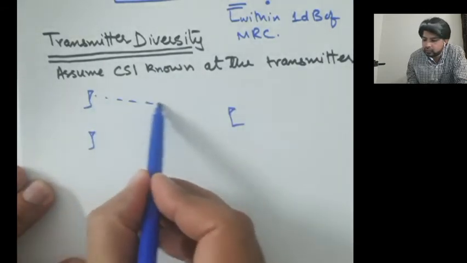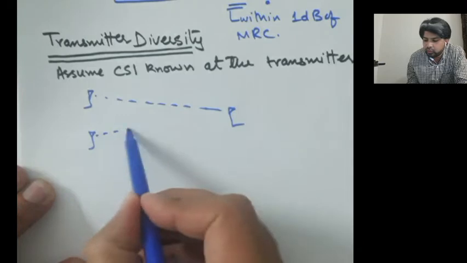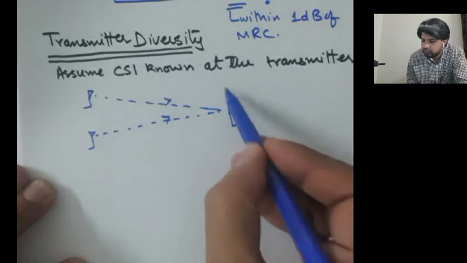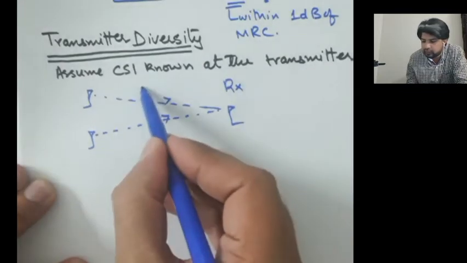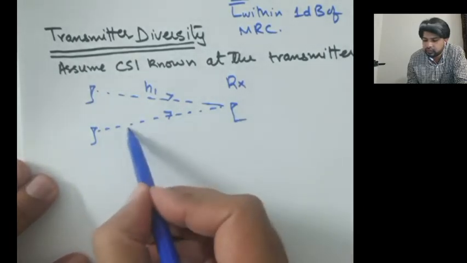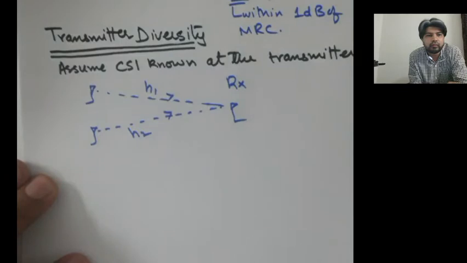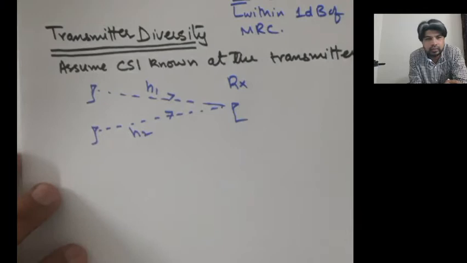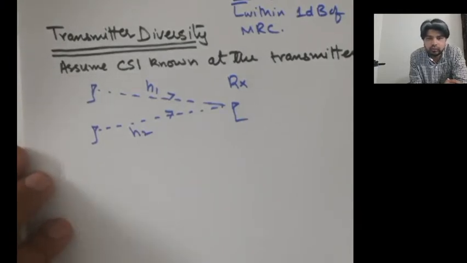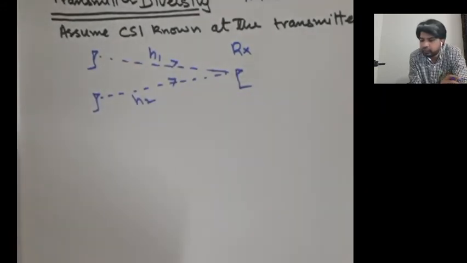These signals would combine over the air, as they call it. So this is your receive antenna, RX. This is H1, the channel from antenna 1 to the receiving end. This is H2, the channel from antenna 2 to the receiving antenna. If you transmit the symbols simultaneously, these two symbols would combine in the air to give you the received signal that you get at the receiving end. So let me write down the expression.